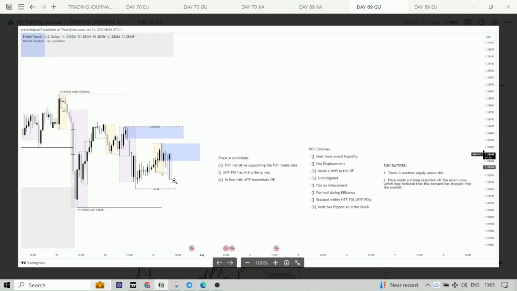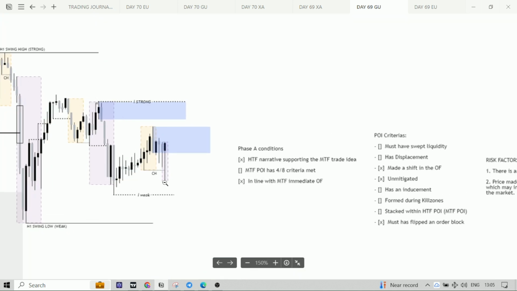But now I was trading from this POI with Asian highs above. So it's a very risky trade. This is actually phase A. The internal structure is bearish, swing is also bearish, fractal is also bearish. That's why this provoked me very strongly, because market structure has aligned itself. The high time frame narrative supports the medium time frame idea, but it is a medium probability trade after all because the MTF POI 4 out of 8 criteria is not being met.